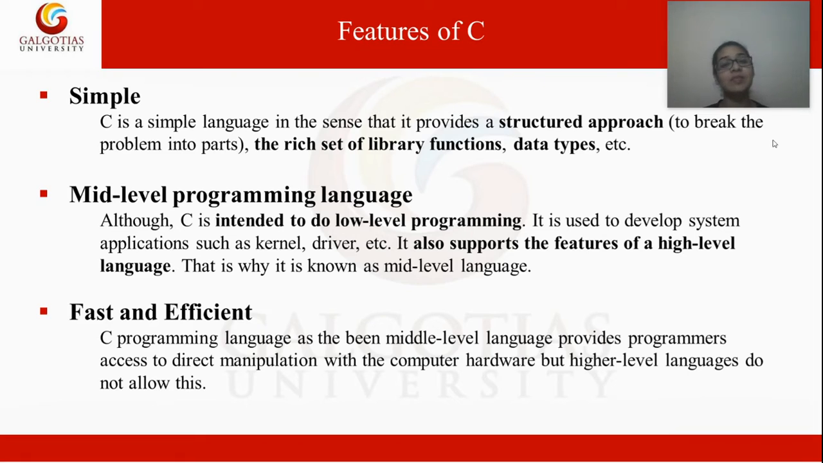So hence, this makes the language very simple to use because of the availability of so many functions and data types. It is a mid-level programming language in the sense that although C is intended to do low-level programming, because it is used to develop system applications such as the kernel for Unix, hardware drivers, etc., it also has features of a high-level language. And that is why it is known as a mid-level language. It also interacts beautifully with your hardware, but it also supports features of a high-level language.